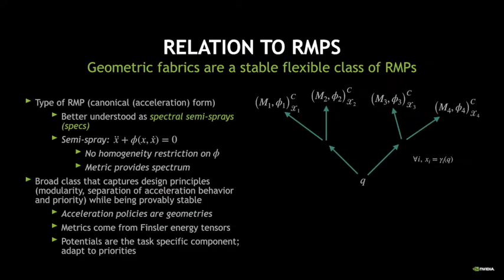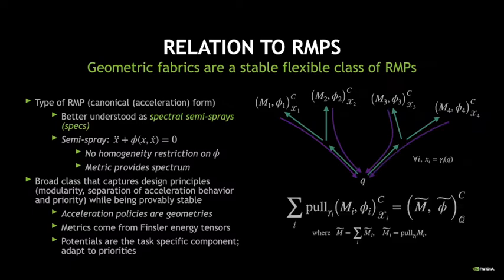So to relate this back to RMPs, these geometric fabrics are a type of RMP. They have associated metrics that come from the Finsler energy. The geometry itself is an acceleration policy, and we can place them in transform trees in the same way, pull them back to the root, combine them, and we get a combined policy in the end.